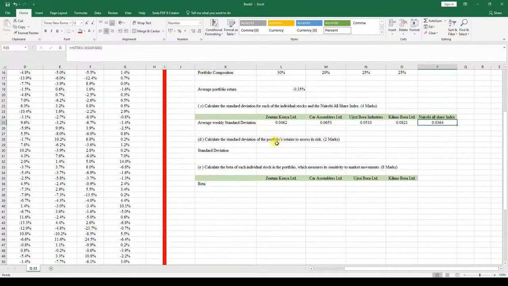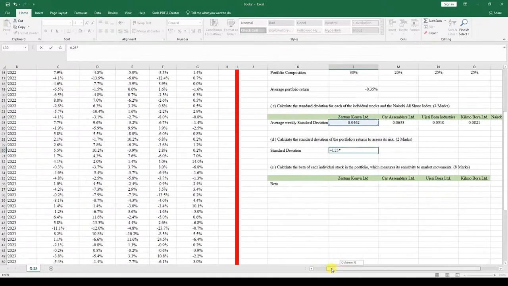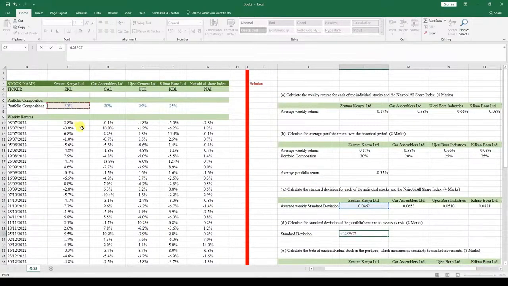Part D, we are asked to calculate the standard deviation of the portfolio returns to assess the risk. And we're saying that for us to be able to do that, we will need to consider the weights. We already have the standard deviation over here, but now we need to factor in the weights. We pick that standard deviation times its corresponding weight. The corresponding weights were given to us over here. We can use that, or we can even use this portfolio composition right over here.